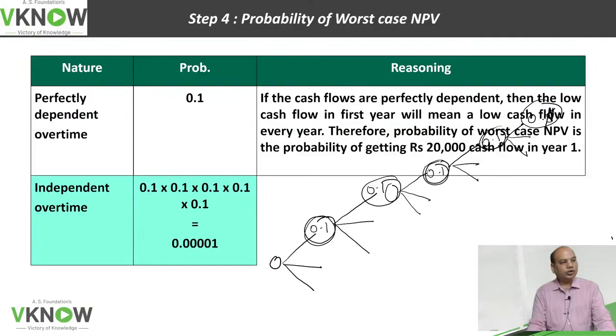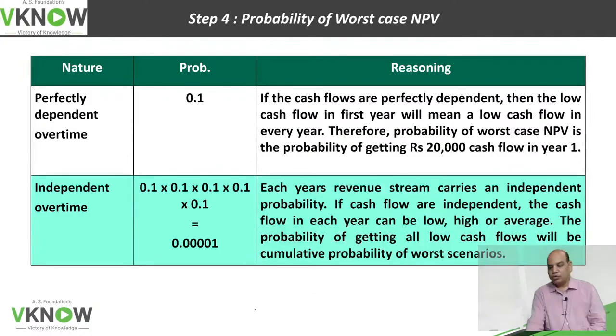In that case, we have to apply joint probability. Which stream carries an independent probability? If cash flows are independent, the cash flow in each year can be low, high, or average.